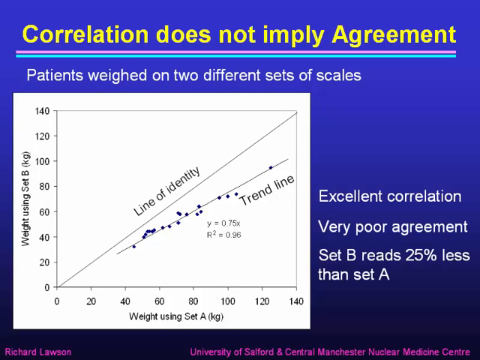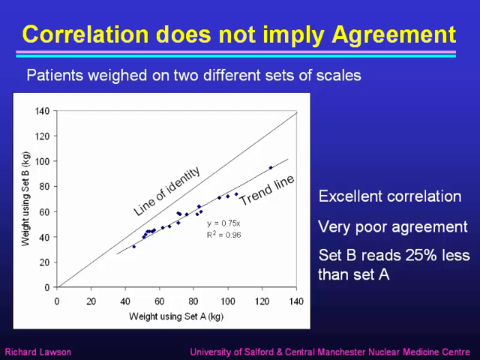That's much clearer if we put on the line of identity. The line of identity is the line in which y equals x, and you see all these points are very much below the line. In fact, they are 25% below the line, as indicated by y equals 0.75x. So set B reads 75% of set A. That is, B is 25% low compared with what it should be. If A and B agreed, all the points would be on the line of identity. The fact that they're below the line of identity means that set B is giving a smaller value.